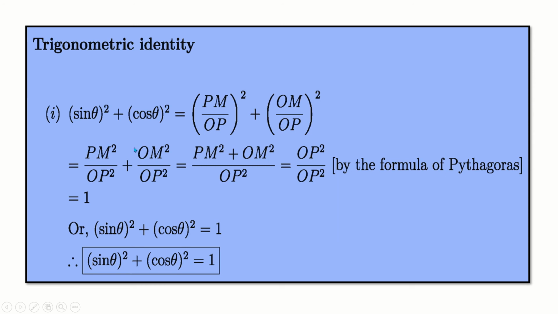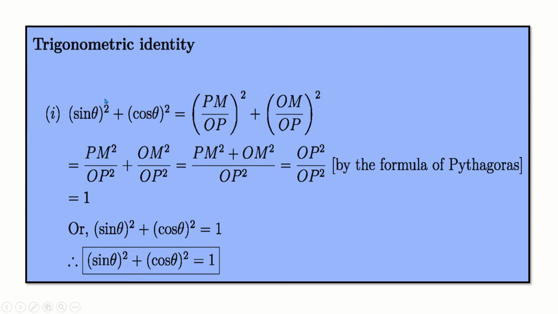Now this equals Pm square by OP square plus Om square by OP square. LCM will be OP square, so here will be Pm square plus Om square. Pm is perpendicular, Om is base. So perpendicular square plus base square equals hypotenuse square. That means OP square. So OP square by OP square equals 1.